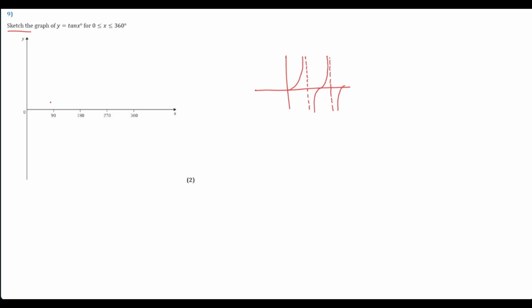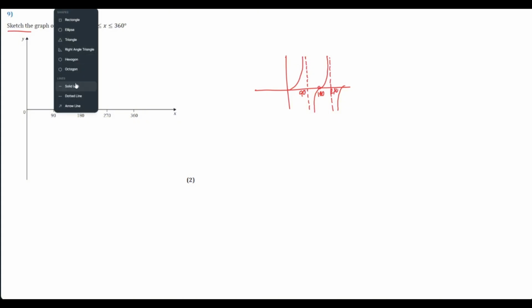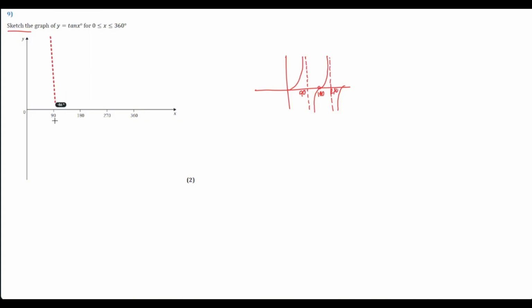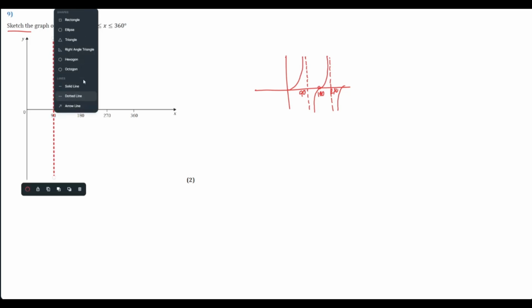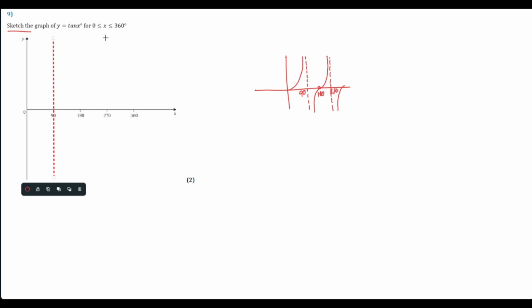The asymptote will be at 90. This will be 180, so this will be 270 there. So what I'm going to do is draw a line at x equals 90. And let's move this across. That's about there. I'm just going to do another one. That's 270. It's perfect. And I'm just going to draw the lines in.